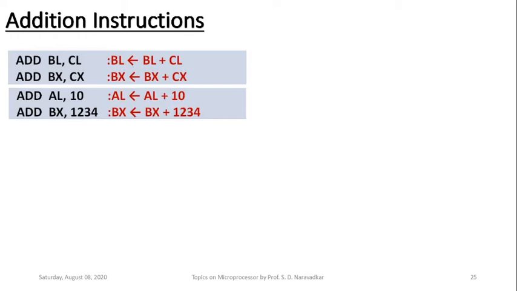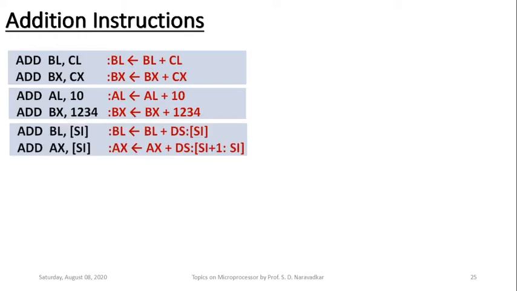The next instruction is an extension of the third instruction: ADD BX, 1234, where 16 bits of data 1234 will be added to another 16 bits from register BX, and the result of addition will be copied to register BX itself.